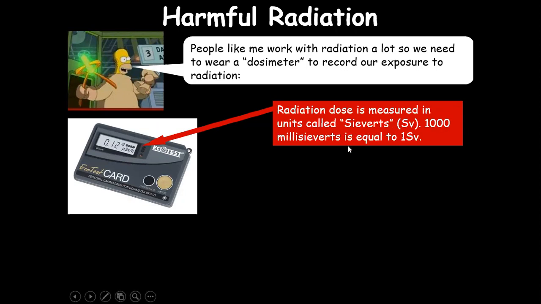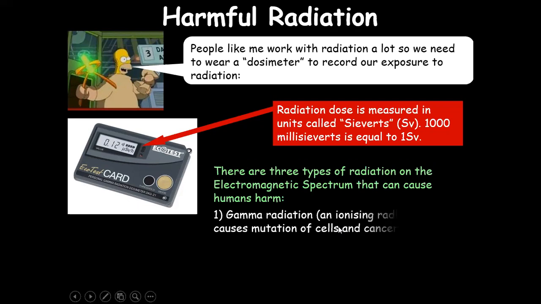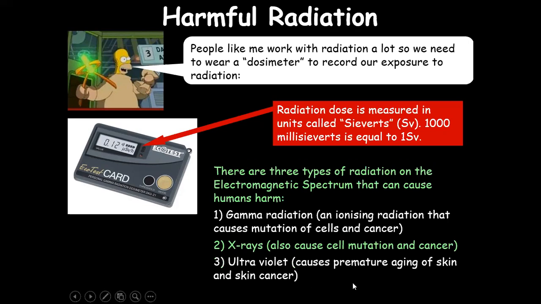Okay, it's like kilos and grams. 1,000 grams is 1 kilo. 1,000 millisieverts is 1 sievert. Okay, you're going to write this down in a second. There are 3 types of radiation on the spectrum that can cause harm. Gamma radiation, it can cause cancer, but as we just said, it can cause benefits as well. X-rays, we didn't talk about that, but too much X-rays can kill you. And ultraviolet, it can cause a few problems.